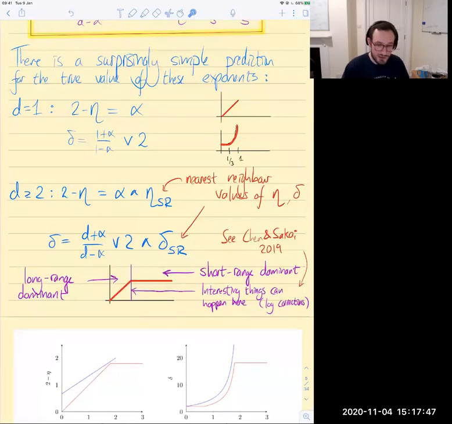So when alpha is less than a third, the model should have mean field behavior, so delta should be equal to 2. And then when alpha is larger than a third, you should get this simple rational function, (1 plus alpha) over (1 minus alpha). Okay, so this is the prediction for one dimension, and I believe it's open to prove this.